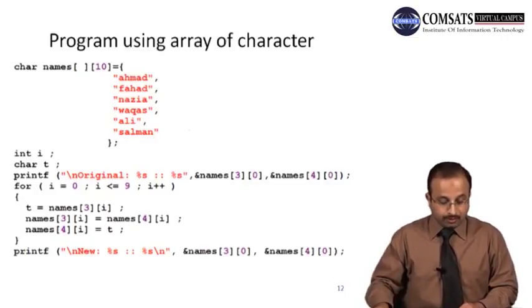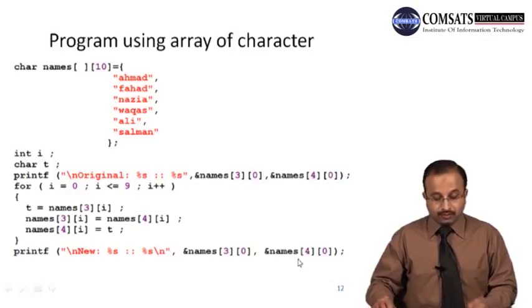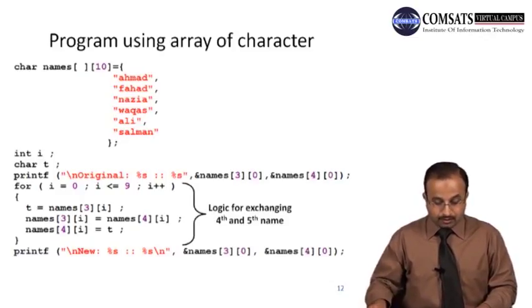Okay, then after that when you print the names, the new names are, you see they are both the same printf, but here it prints Ali and Waqas. So the names are swapped. So this is the logic for exchanging the fourth and fifth names. So the fourth name is Waqas and the fifth name is Ali. So that is the logic.